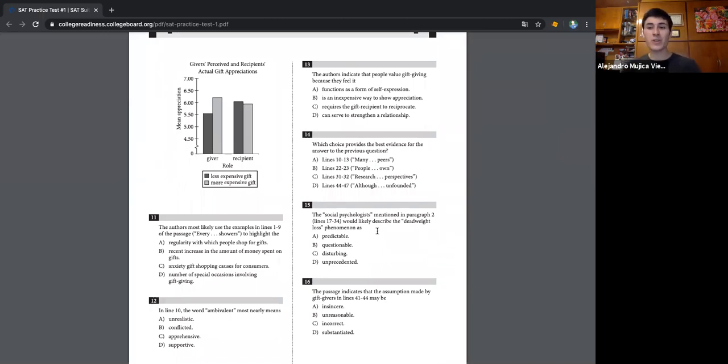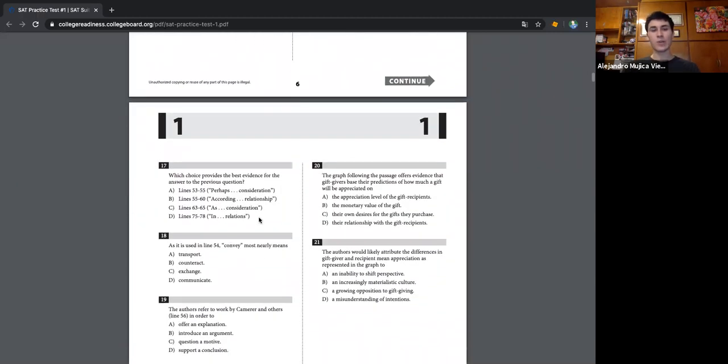It's not insincere because no one's lying. It's really what they believe. It's not unreasonable because it's based on the knowledge that we have of ourselves and what we believe others do, and that is not unreasonable. It's just uninformed, maybe. And it's not substantiated because substantiated means there's evidence to support it, and the evidence does not support it. So it's incorrect.